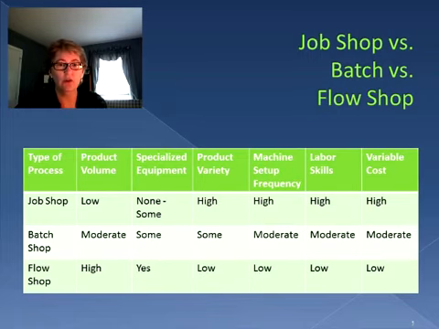And between the two, the batch shop, well, we can make some product, we use some specialized equipment, we allow for a little variety, and so forth. So you can see that it falls between them. So depending on what kind of product we're trying to design, we have the process competencies we're trying to achieve. We have to match the architecture to it.